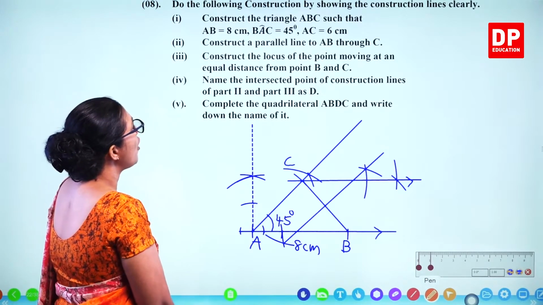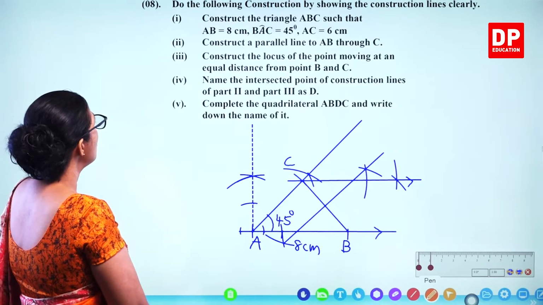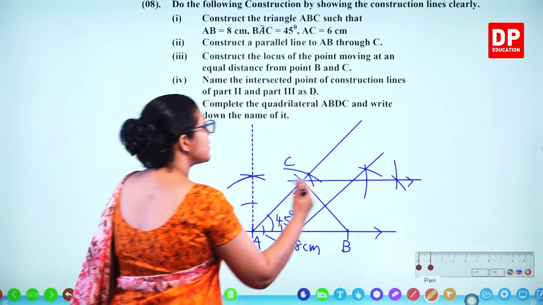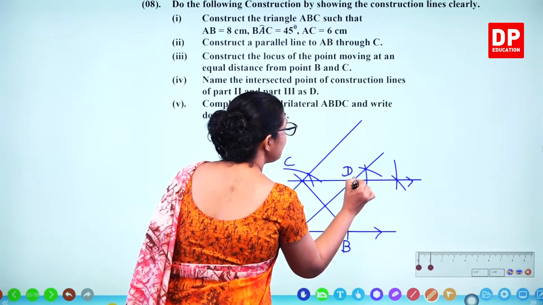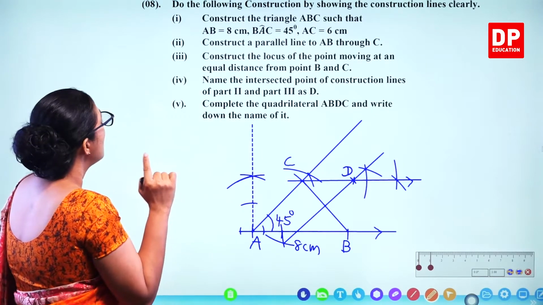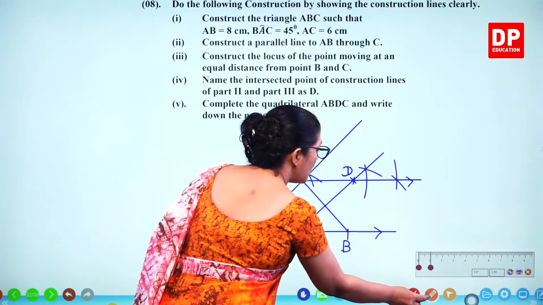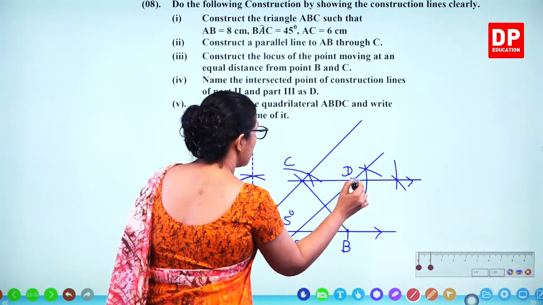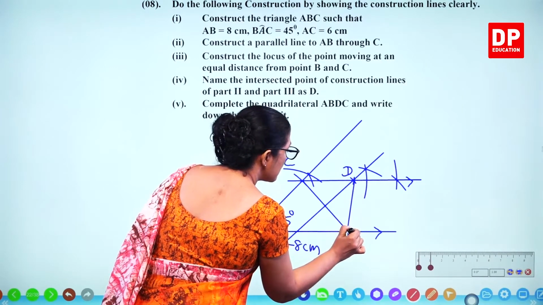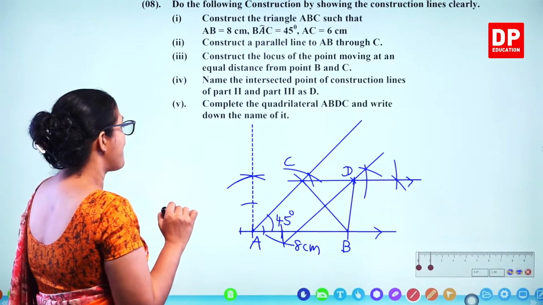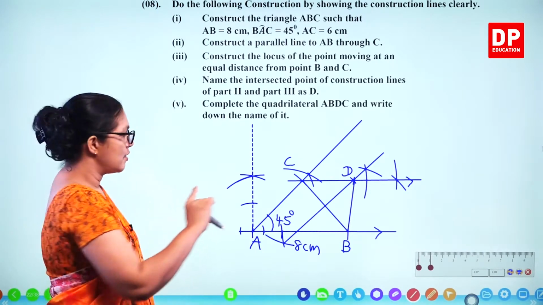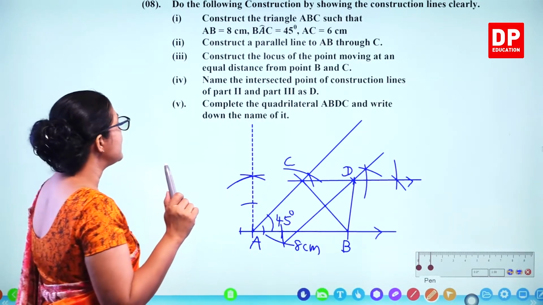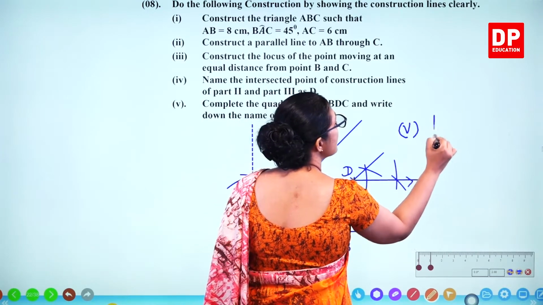Name the intersection point of the construction lines of part 2 and part 3 as D. So the parallel line and the perpendicular bisector meet here, so this point is D. Complete the quadrilateral ABDC. Here we have to connect B and D, and write down the name of it. So one pair of parallel lines is there. So that's a trapezium. You can write that it's a trapezium.